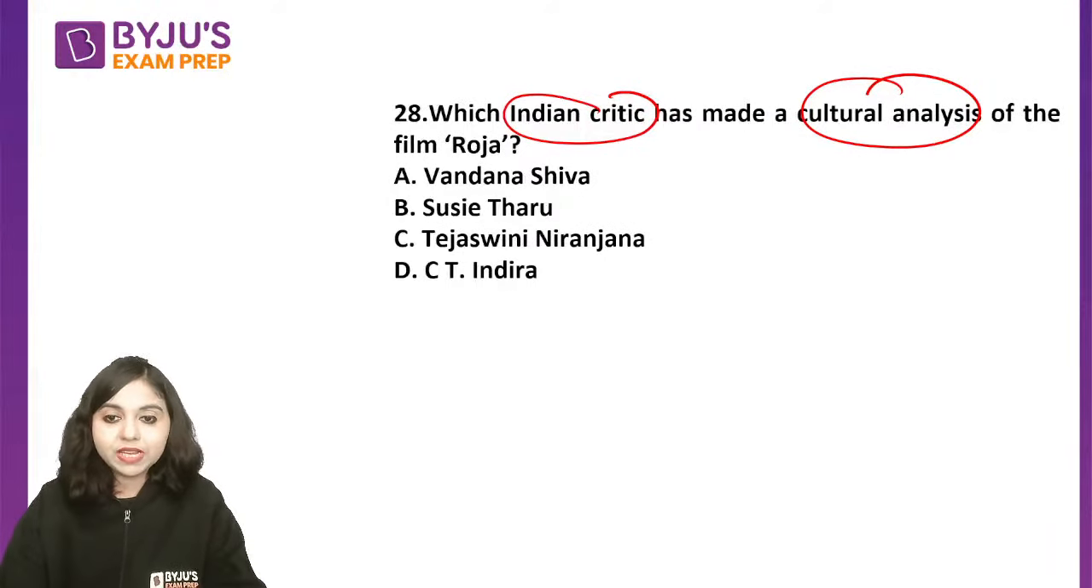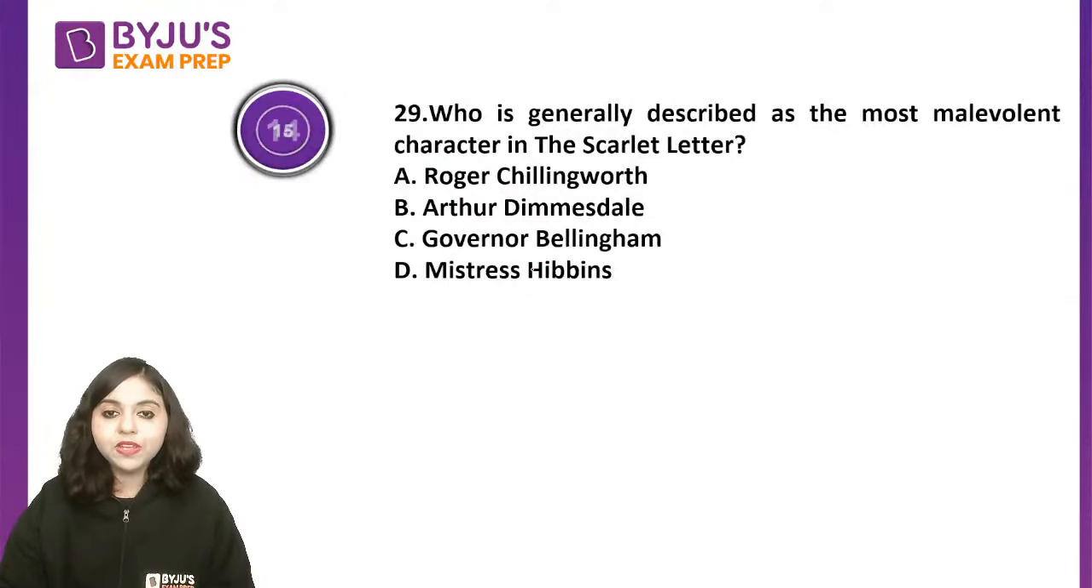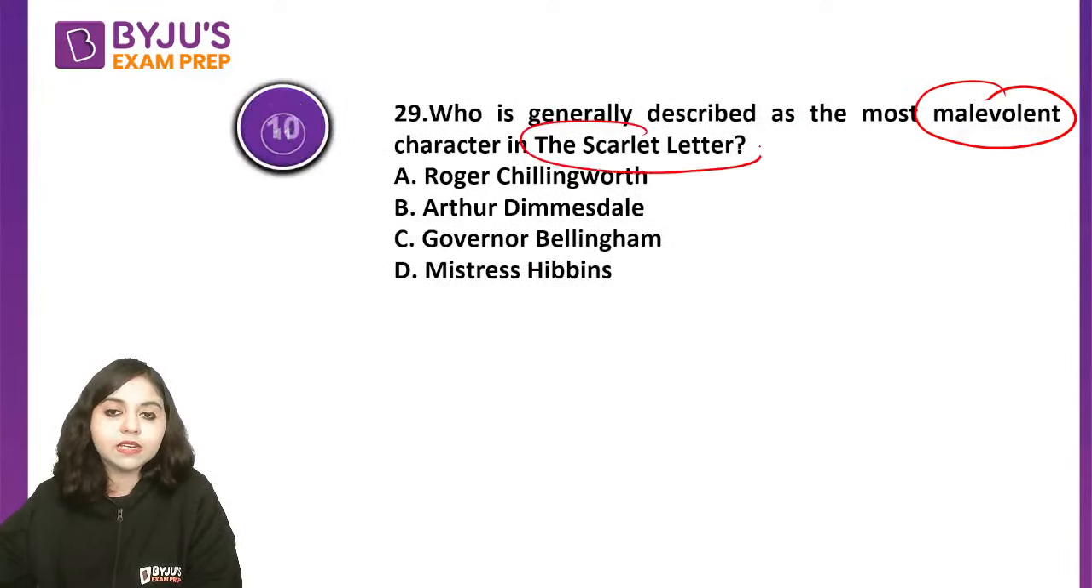Yes, right. Why does answer it correctly? It is Tejaswini Niranjana. Tejaswini Niranjana is the person interrogating whose nation, tourist and terrorist in Rosa. That's the work. Who is generally described as the most malevolent character in the Scarlet Letter?